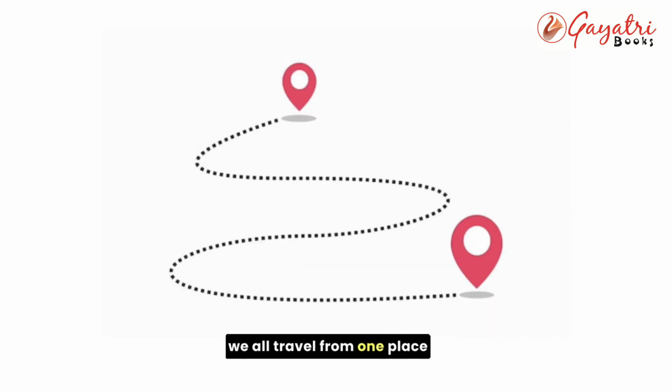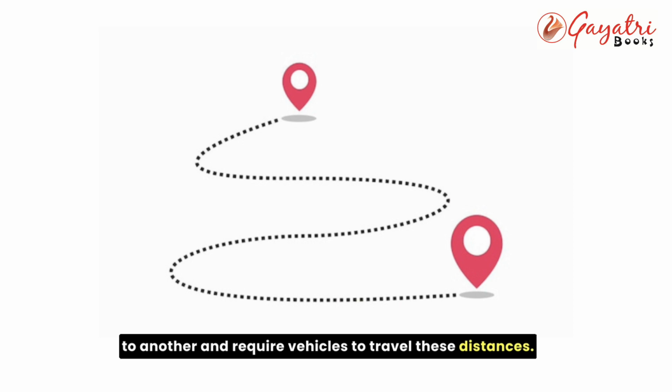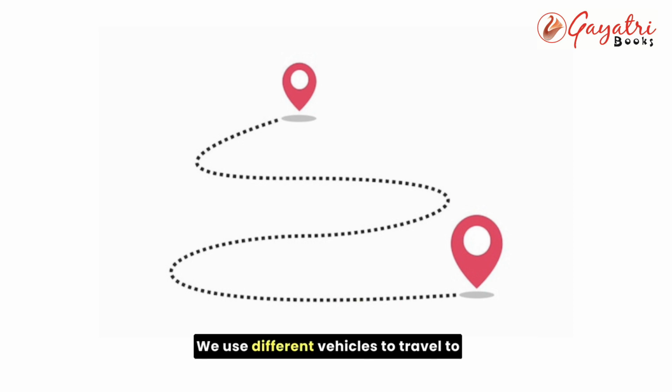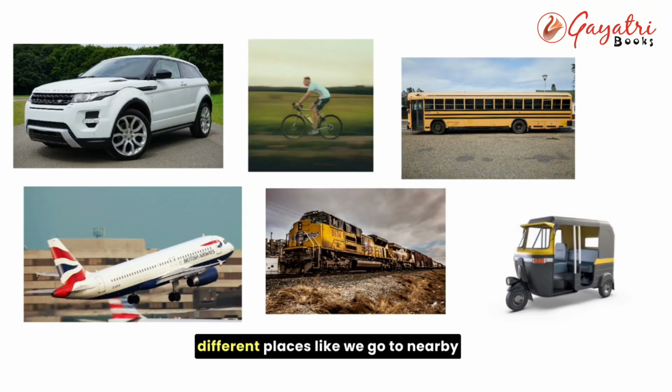Need for travel. We all travel from one place to another and require vehicles to travel these distances. We use different vehicles to travel to different places. We go to a nearby market using a rickshaw or a bicycle. We go to school in a school bus. To visit our relatives or friends living far away, we use a car. We take either an aeroplane or a train to visit other cities and countries.